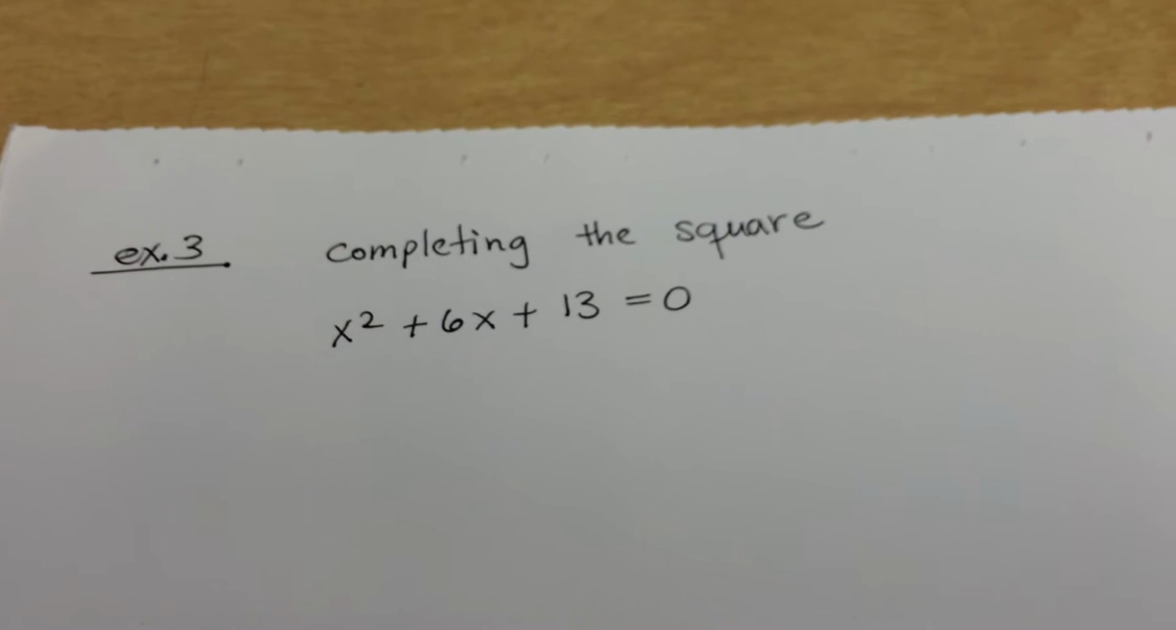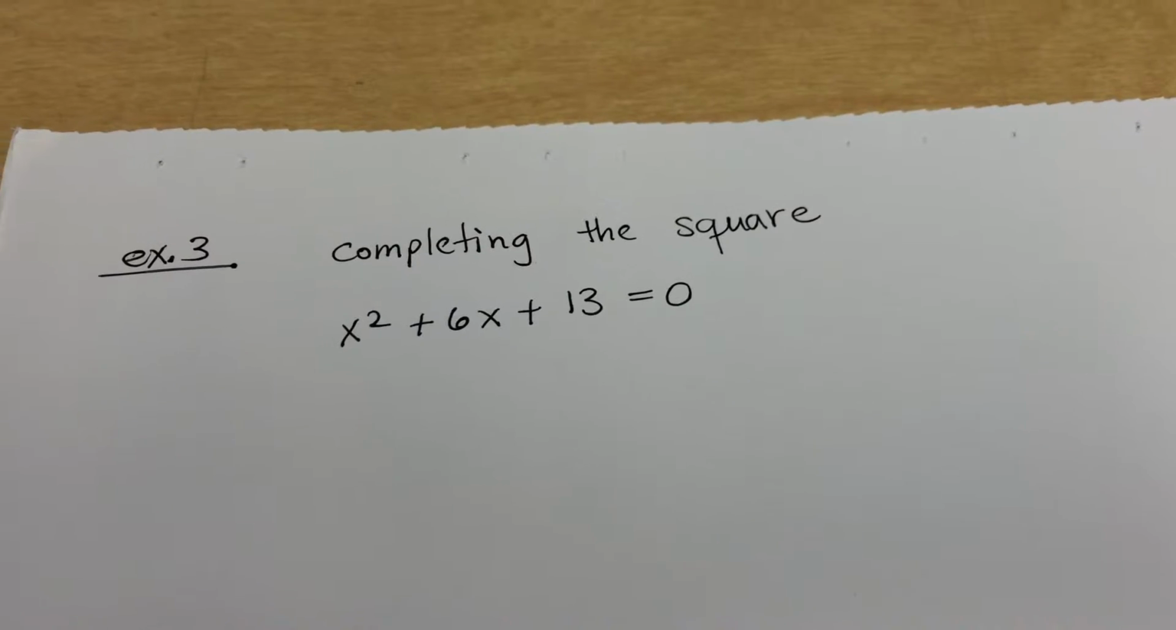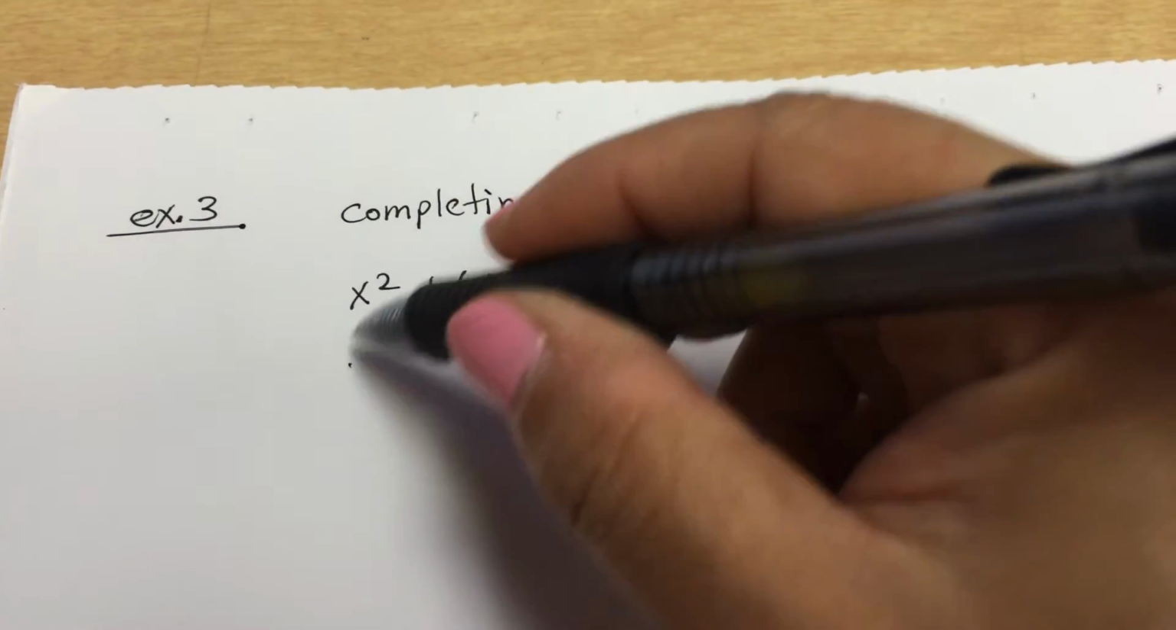So example 3. This is completing the square, which is also what was taught on the last lesson. So for completing the square, we're going to go ahead and group.